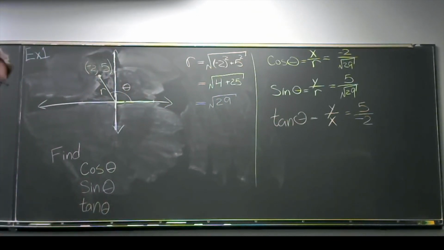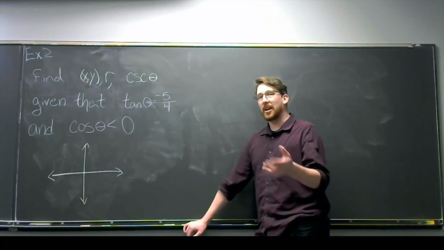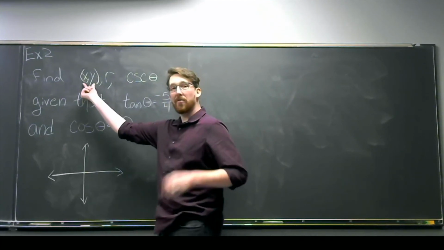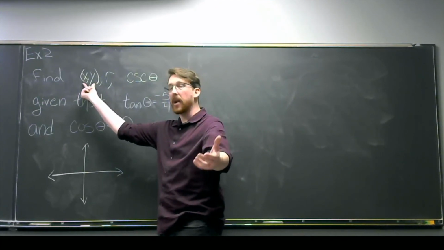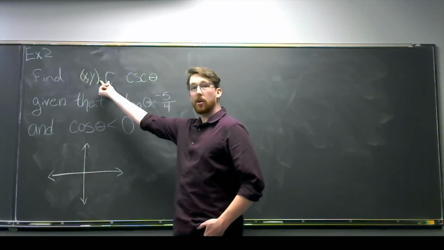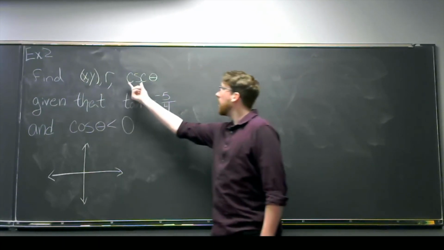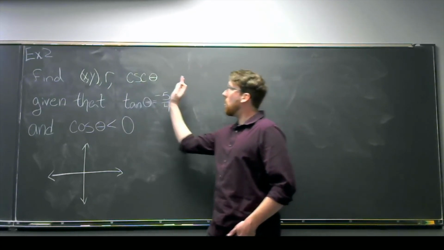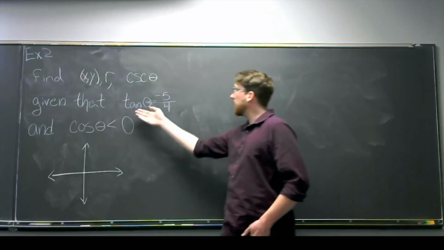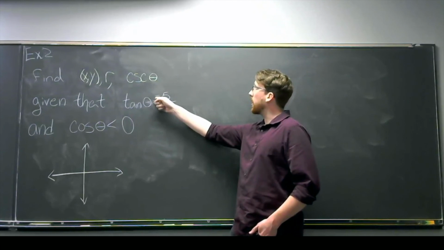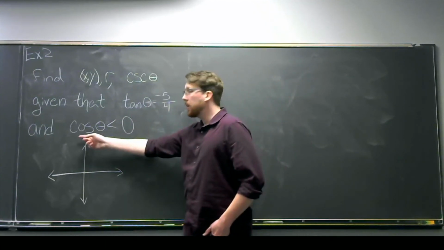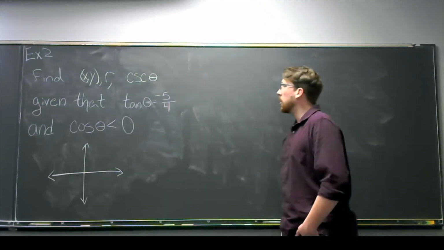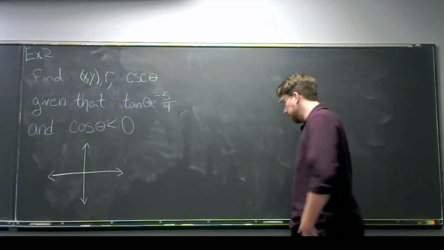So let's move on. All right, so to tackle the second problem, what we want to find is the coordinate of the tip of the terminal end of our angle. We want to find the radius of the terminal edge of our angle. And we want to find out what the cosecant of our angle is. And we want to find all of this out given that tangent of theta is equal to -5 over 4, and that cosine of our angle is less than 0. All right, so how are we going to tackle this?